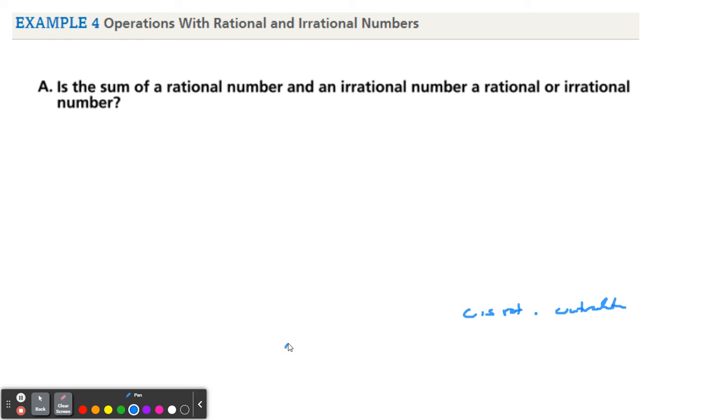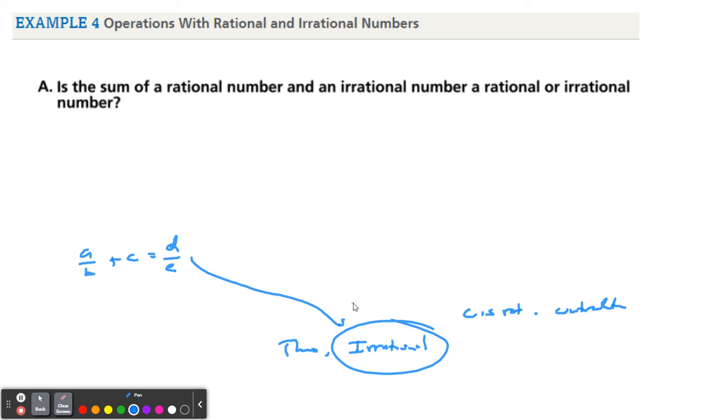So the answer, thus, from this whole process, is going to be irrational. When you combine A over B, rational, plus C, which is irrational, this answer D over E must be irrational, as our example showed us. Sorry about the deleting of the work. You can always go back and see it. I wish I could too. I don't know if there's an undo button.